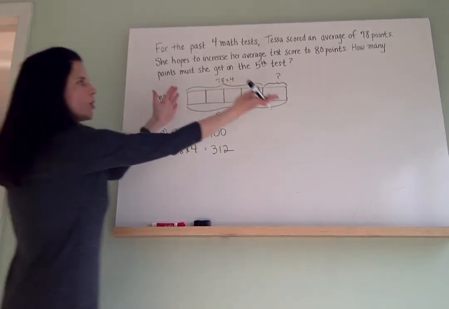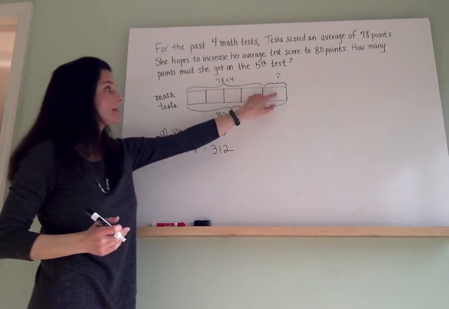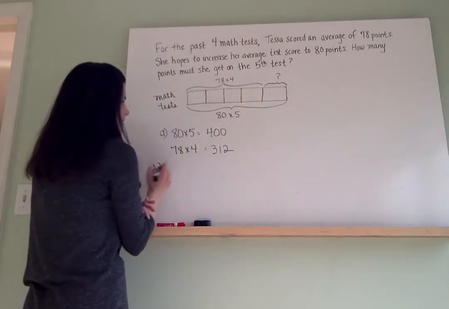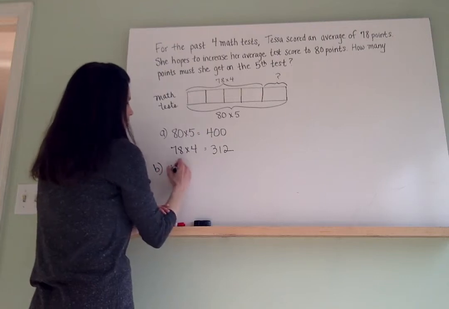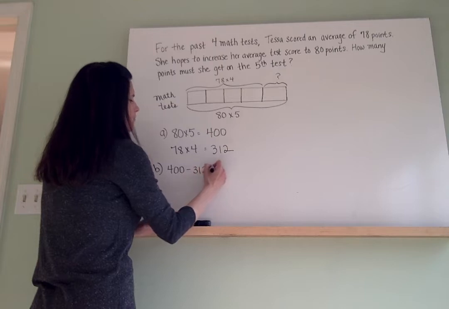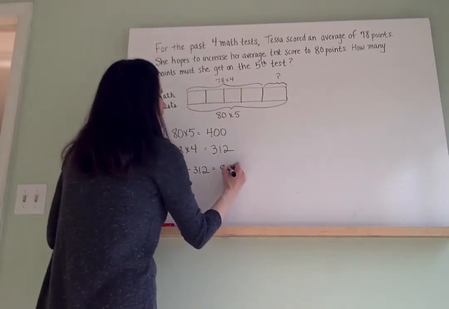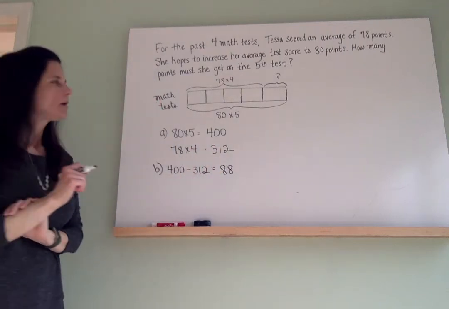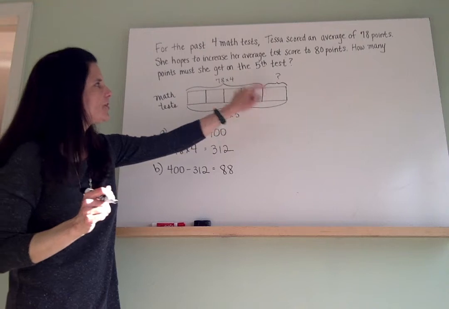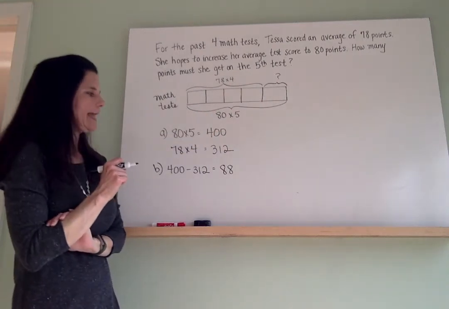All right, so we have the whole, we have this part. All we have to do is subtract that to get the remaining 5th test score. So that'll be step B, 400 minus 312. And when you calculate that, you will see that 88 is your answer. She must score an 88 on that 5th test to bring her overall average up to an 80.